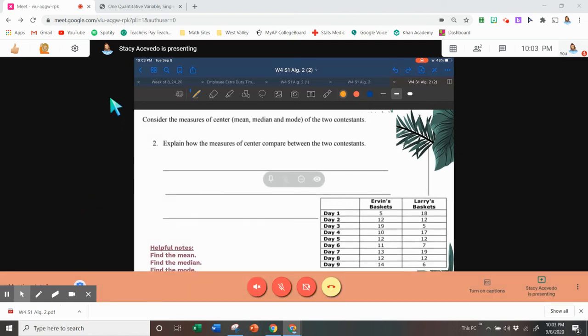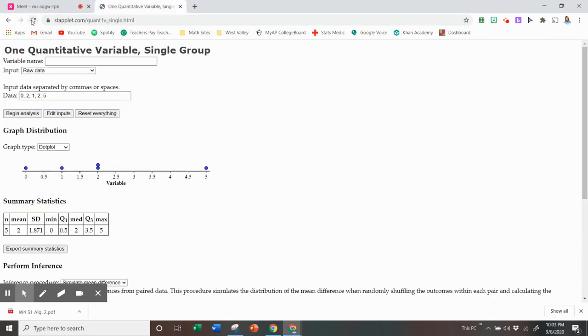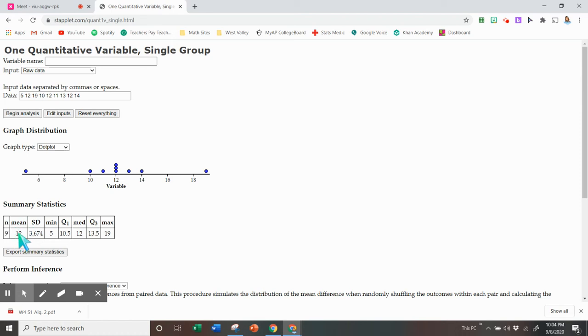Remember, you have some technology that you can utilize. If you go to Stapplet, refresh your page, and where it says data, let's enter Ervin's baskets. Ervin's data: 5, 12, 19, 10, 12, 11, 13, 12, and 14. Click Begin Analysis. We have our mean and our median, and they're both 12.